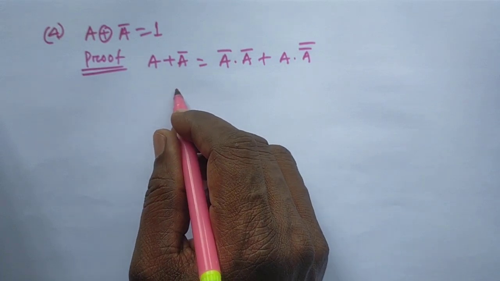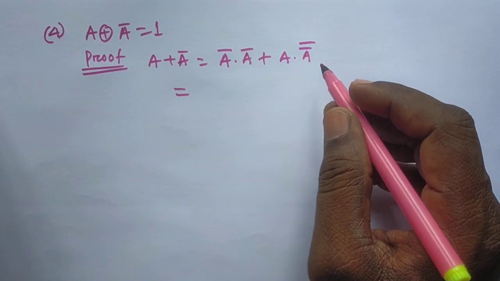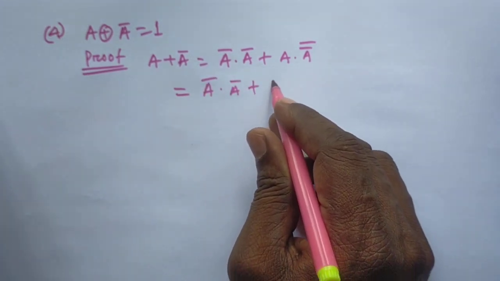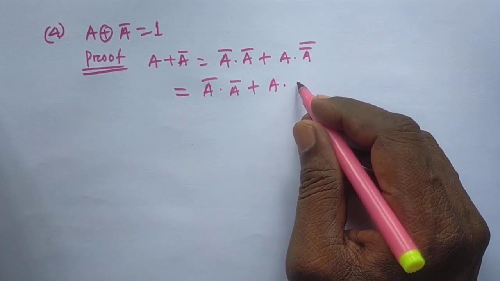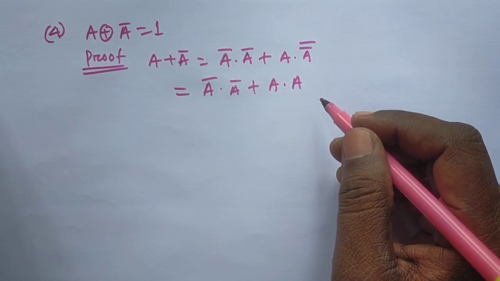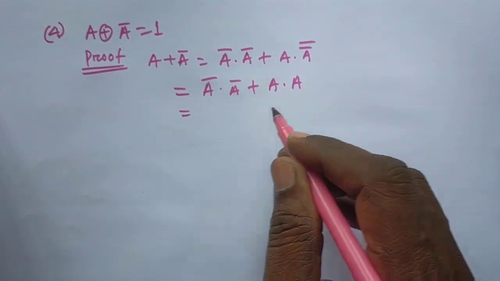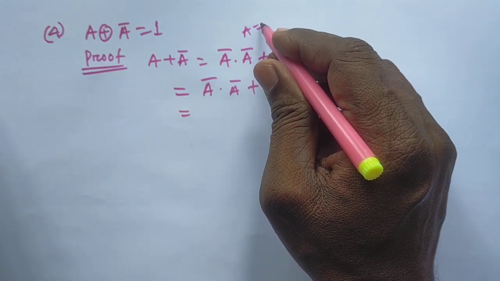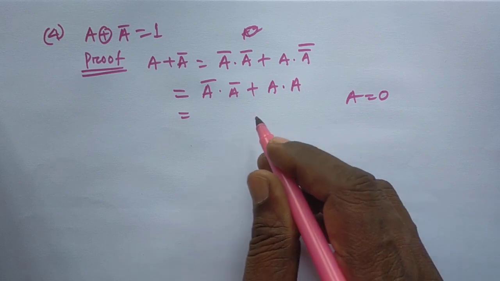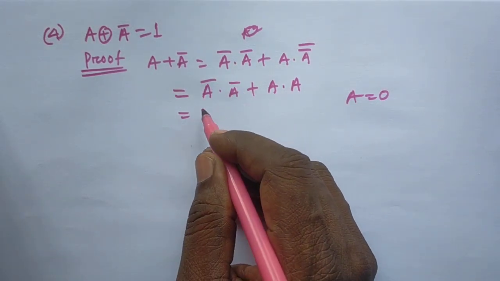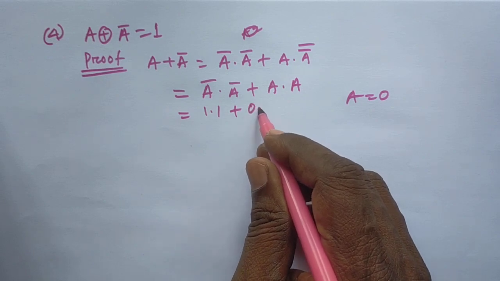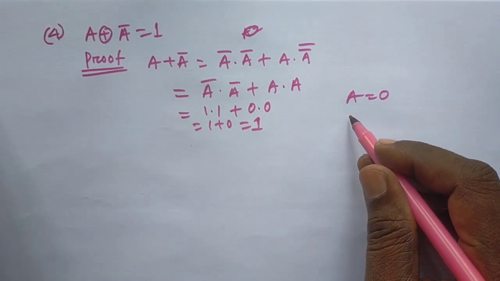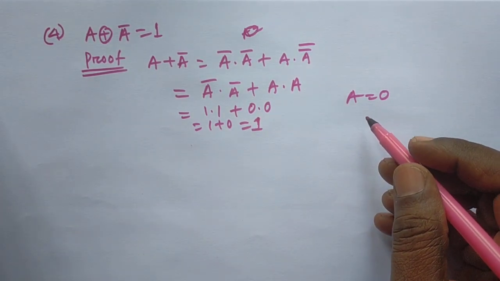Okay. Now see what the result is. So here it is a complement plus a into a complement complement, which means a. In this case, we see what the value of this is. Suppose a is 0. 0 complement means 1, dot 1, plus 0 into 0, that is 1 plus 0, that is 1. Okay. Whenever a is 0, the result is 1.